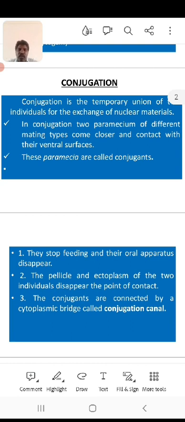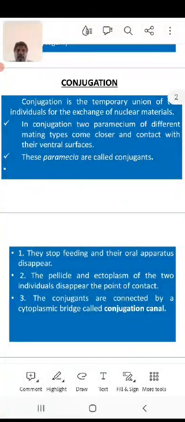Then the conjugants are connected by a cytoplasmic bridge called the conjugation canal. When the pellicle and cytoplasm disappear at the particular point, the cytoplasm creates a bridge. This bridge is called the cytoplasmic bridge, otherwise called the conjugation canal.